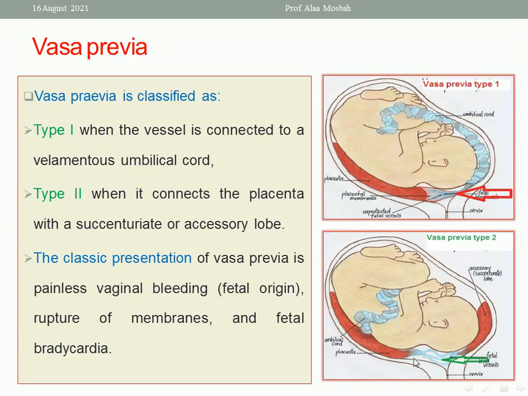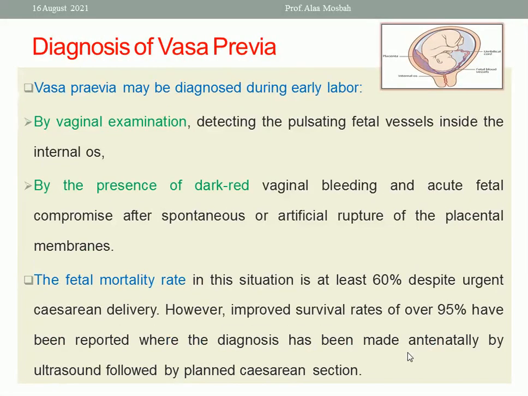The classic presentation of Vasa Previa is painless vaginal bleeding, so it is antepartum hemorrhage also. But here, the bleeding is of fetal origin and may cause fetal demise within a few minutes. So the patient will present with painless vaginal bleeding, rupture of membrane, and fetal bradycardia or fetal death.